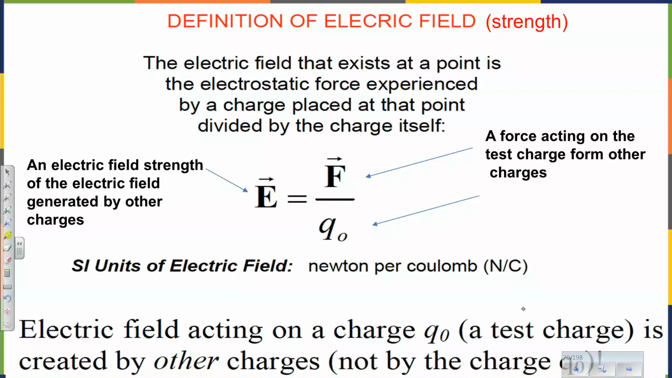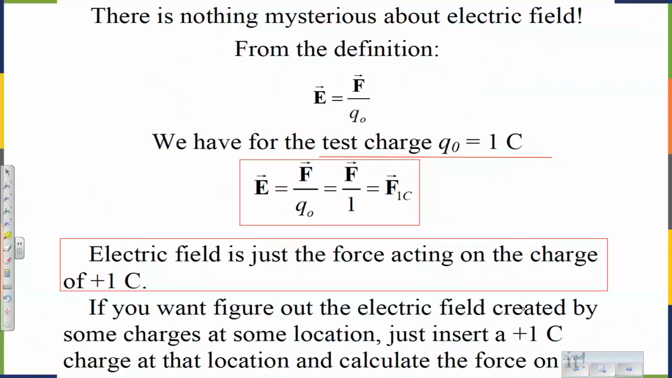So there's electric field, which means electric field strength, at the location of this charge. This charge has a name, a test charge or a probe charge, because we use it to test the presence of electric field. And of course, the easiest test charge would have been 1 coulomb, because if we multiply by 1, or if we divide by 1, we get the same thing. So electric field basically is just a force acting on a positive 1 coulomb charge. That's it.